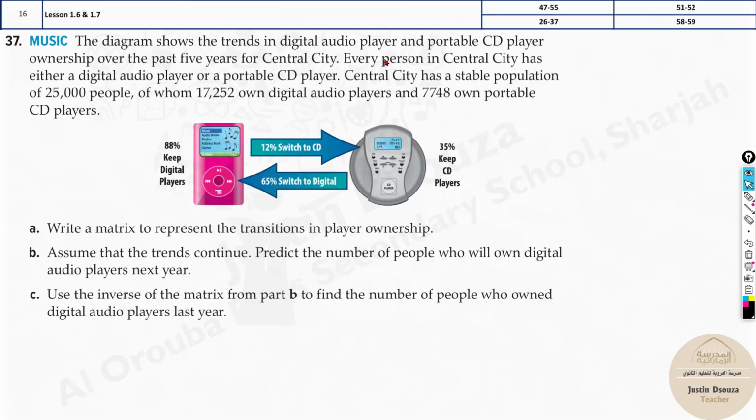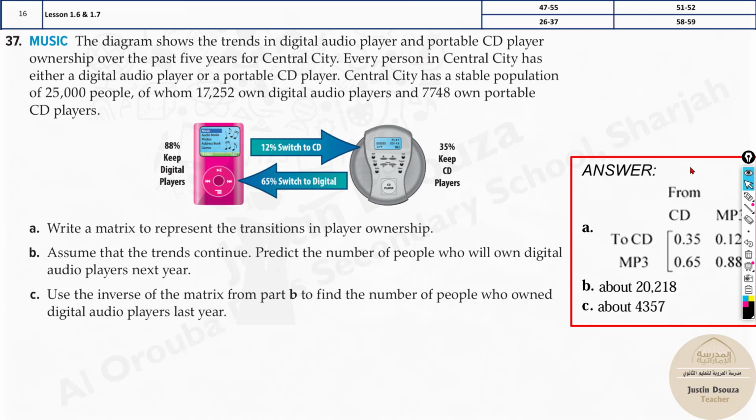And this is again another similar problem. Please do try it by yourself, just like what we have done a while ago, and then check for the answers. A quick reminder: see this 88% and 35, they must be in one of the edges. Since 35 is written over here, it's all about CDs at the beginning. Then digital players, switching to digital players, that is MP3, is at the corner end. So this is how it is.